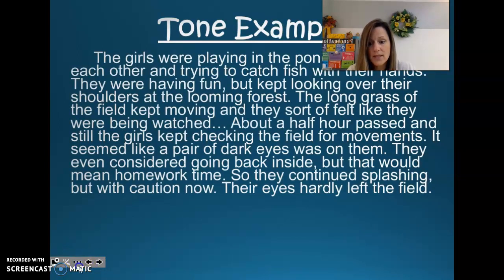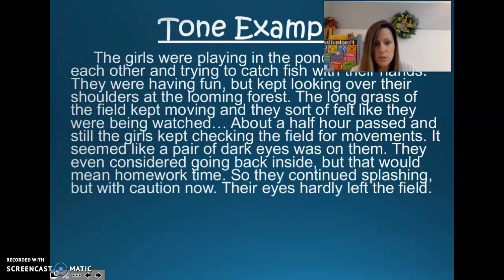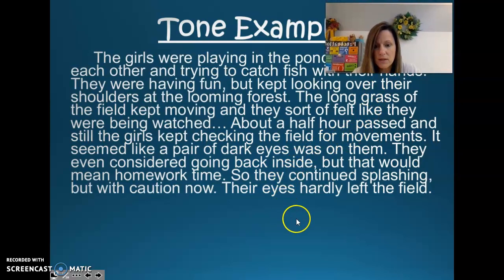Okay, so here is a tone example. You have this example on your paper. The girls were playing in the pond, splashing each other and trying to catch fish with their hands. They were having fun, but kept looking over their shoulders at the looming forest. The long grass of the field kept moving, and they sort of felt like they were being watched. About a half hour passed, and still the girls kept checking the field for movements. It seemed like a pair of dark eyes was on them. They even considered going back inside, but that would mean homework time. So they continued splashing, but with caution now. Their eyes hardly left the field.